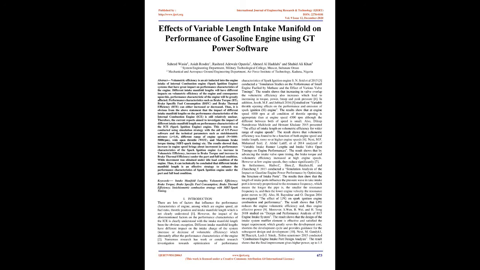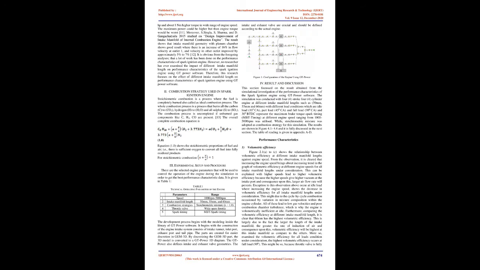Furthermore, Hao C., Xiao Z., Haichen H., and Zhaocheng Y., 2013, conducted a simulation analysis of the impact on gasoline engine power performance by optimizing the structure of intake ports. The results show that the length of intake ports influences the intake pressure wave. Intake port length is inversely proportional to the resonance frequency, which means the longer the pipe is, the smaller the resonance frequency is, and the lower the engine speed at which the resonance point moves.